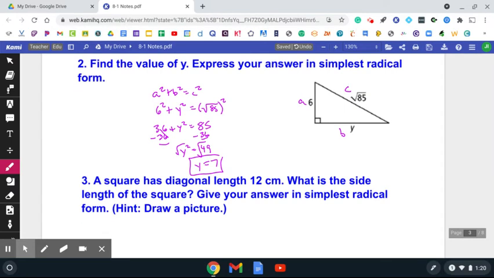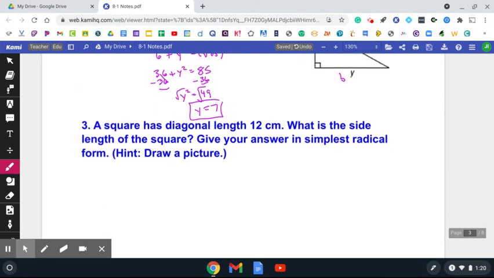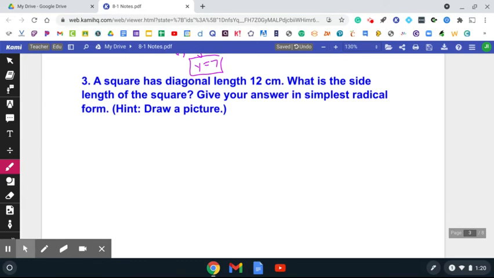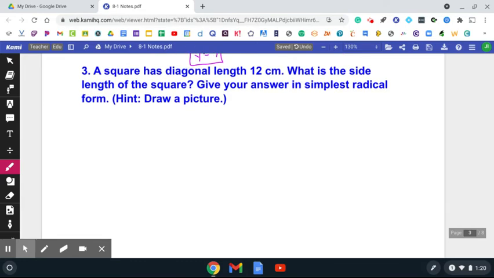Let's look at an application problem. This one kind of comes up a lot with these right triangles. It says a square has a diagonal length of 12 centimeters. What is the side length of the square? Give your answer in simplest radical form and draw a picture to help you out. So we're dealing with a square. We'll draw a picture of a square.